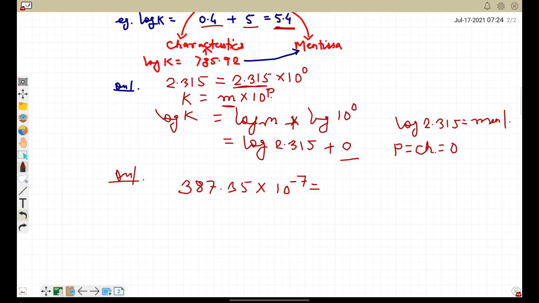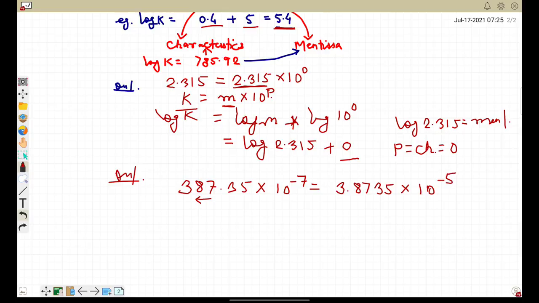So what is the first step? Write the number in the form of m into 10 raised to the power a. So we can write the complete number like 3.8735 into 10 raised to the power, we can check here, here 10 raised to the power minus 7 and we shift two steps to the left side. So what should be the value here? 10 raised to the power minus 7 into 100. So this complete value becomes 10 raised to the power minus 5. You can check it by yourself also.